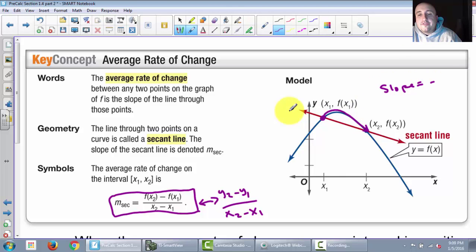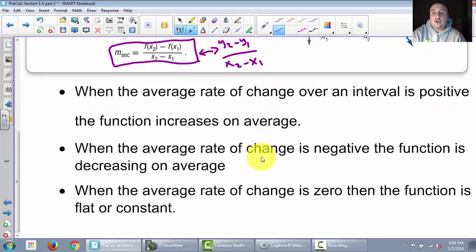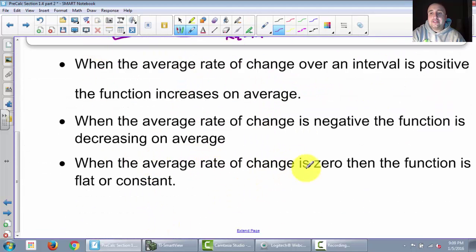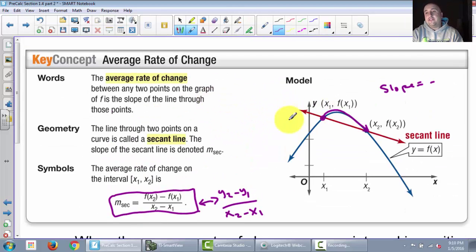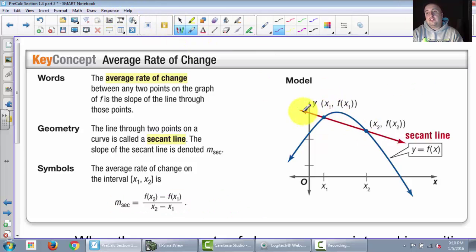If your slope is positive, you know your function is increasing. And if your slope is 0, all this information is down here, your function is flat or constant. The line that those 2 points are connected to, this red line here, is called the secant line. When you connect any 2 points on your function with a line, that line is called the secant line.